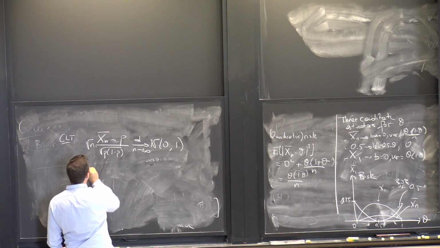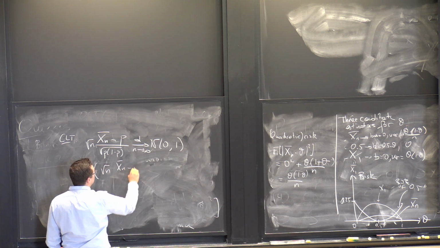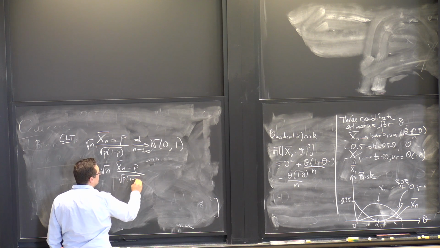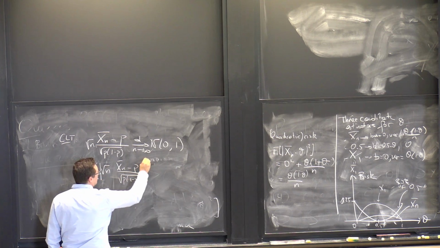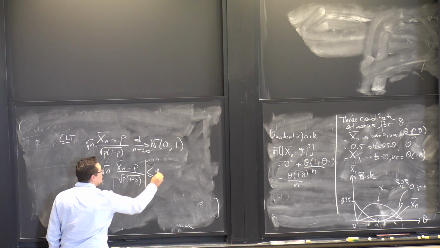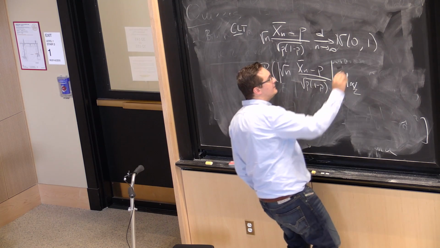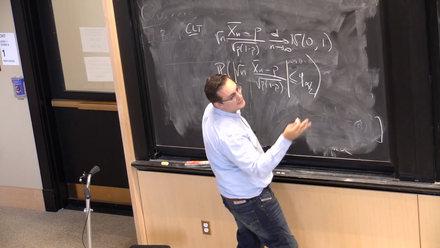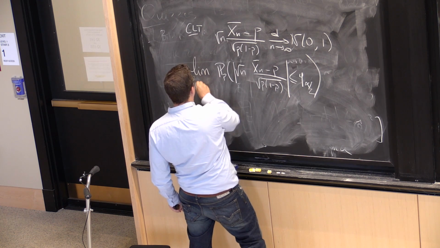Right? So what it means is that if I look at the probability under the true p that the square root of n times xn bar minus p, divided by the square root of p(1 minus p), is less than q alpha over 2, where this is the definition of the quantile, then this guy, I'm actually going to use the same notation, limit as n goes to infinity, right?